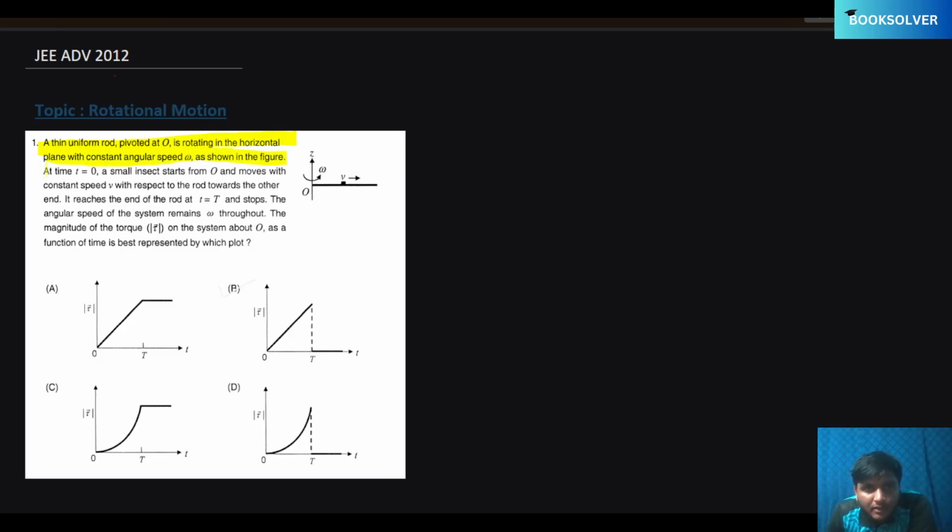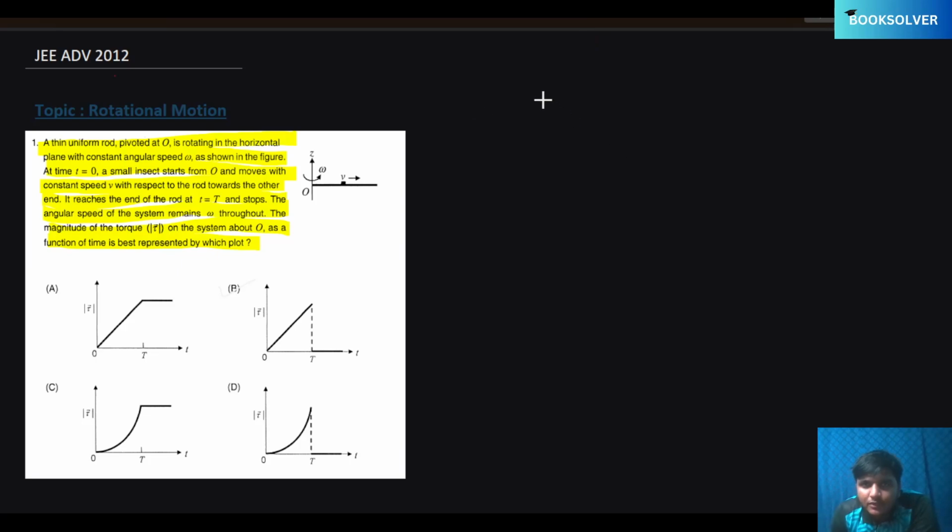As shown in the figure, at time t equal to 0, a small insect starts from O, or means the origin, and moves with constant speed v with respect to the rod towards the other end and reaches the end of the rod at t equal to T. The angular speed of the system remains omega throughout. The magnitude of the torque on the system about O as a function of time is best represented by which plot? Okay, so we have to predict which graph will be the answer here.